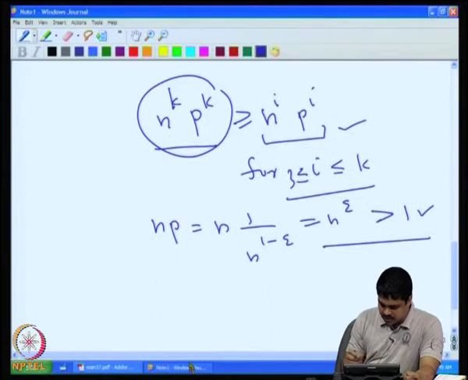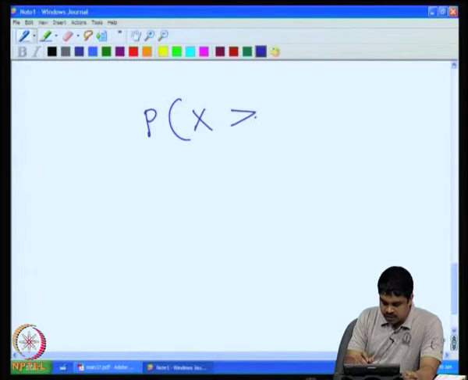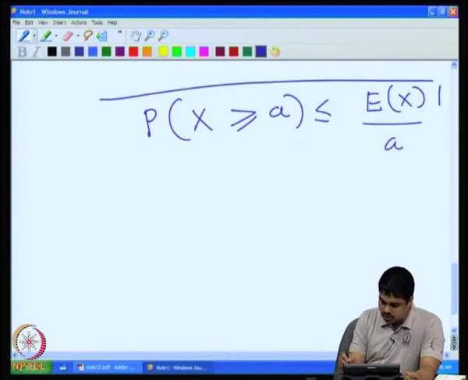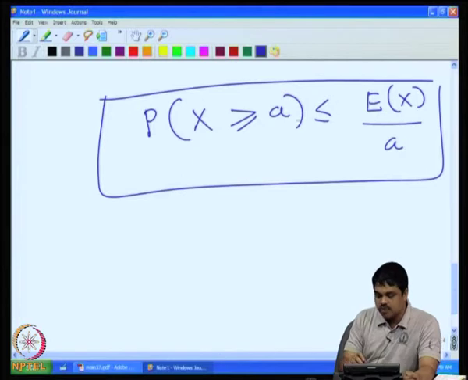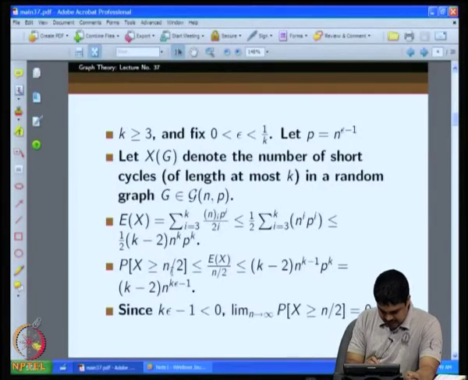What was that? We said when this random variable is positive, then the probability of this being greater than or equal to a is less than or equal to the expectation of x divided by a. We can use the expectation to get an upper bound for the probability that x is greater than or equal to a. It is a very easy inequality. Last time we discussed the proof of that also. And now we can use it here. A becomes n by 2, therefore, the expectation of x divided by n by 2.